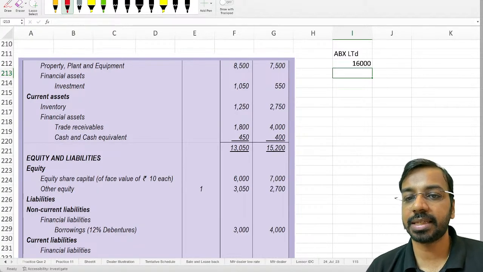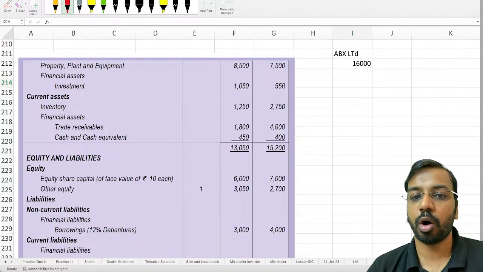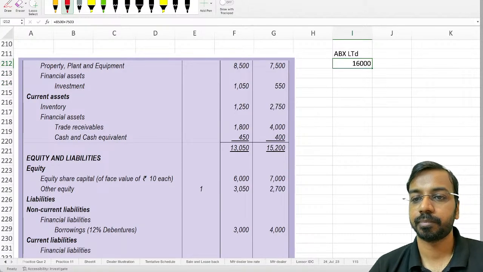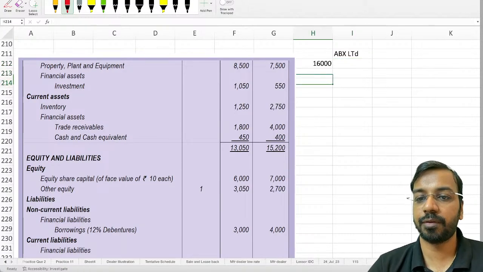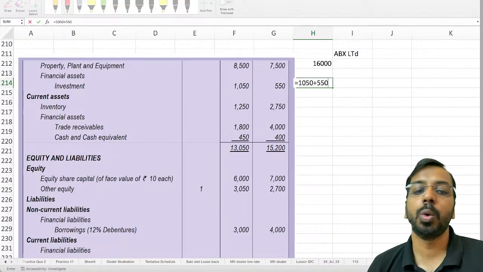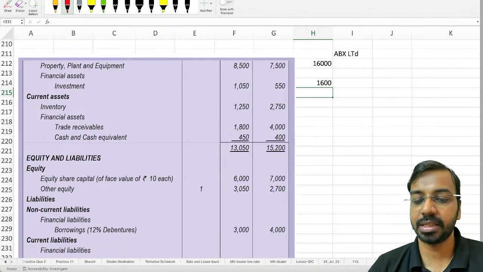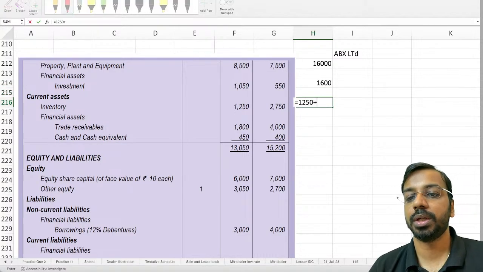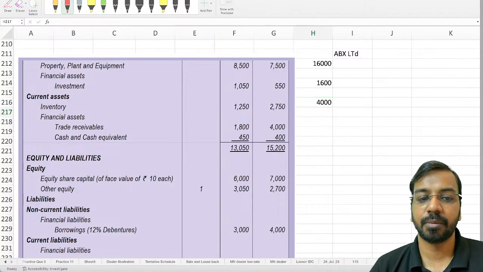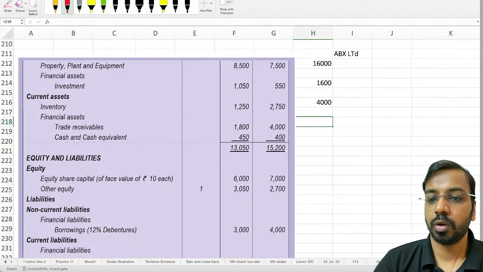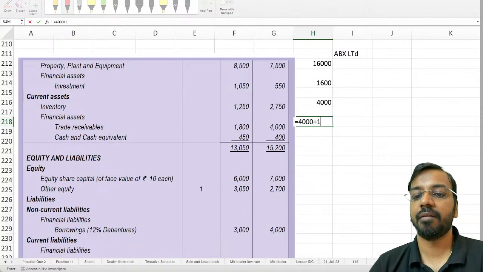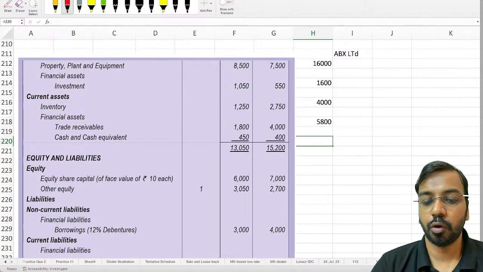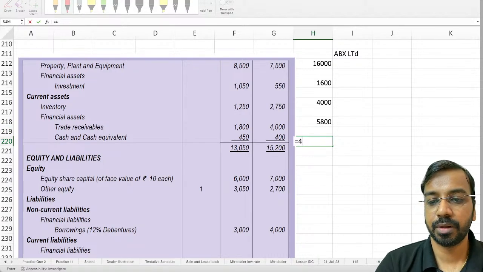Then financial assets that we have as investment. Now how much is the investment? Investment also is taken over: 1,050 plus 550. So all at carrying amount only. So I think I'll write it here. 1,050 plus 550, which comes to 1,600. Then inventory is 1,250 plus 2,750, that is 4,000. Then trade receivables 4,000 plus 1,800, 5,800.